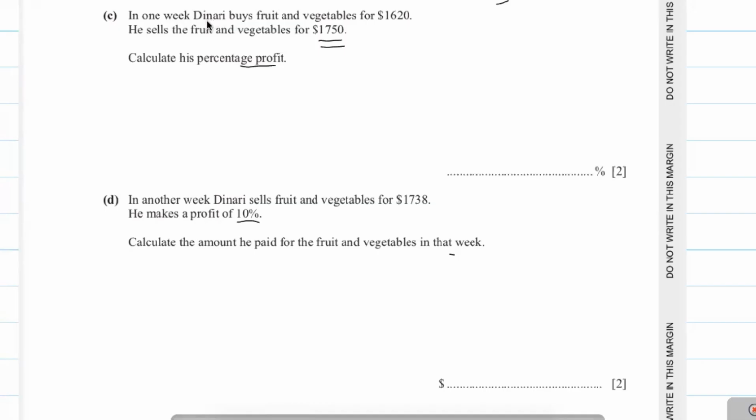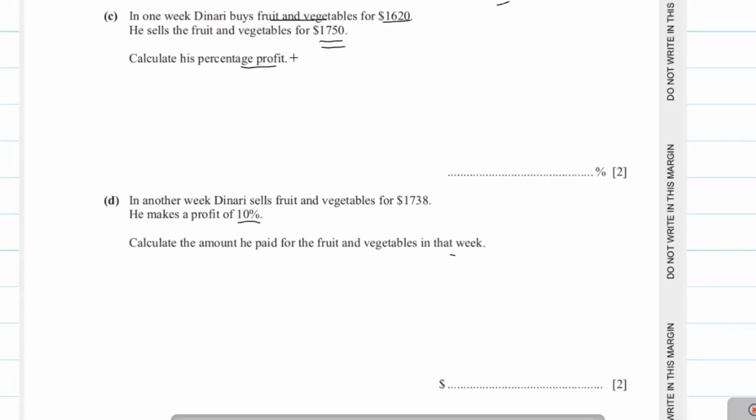Part C, one week Dinari buys fruit and vegetables for $16.20. He sells the fruit and vegetables for $17.50. Calculate his profit percent. To calculate profit percent, the profit percent will be equal to profit over cost price multiplied by 100. Here the profit is the difference between selling price minus cost price.